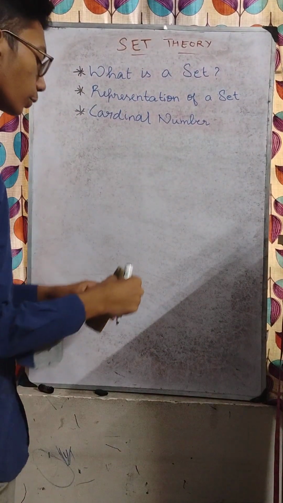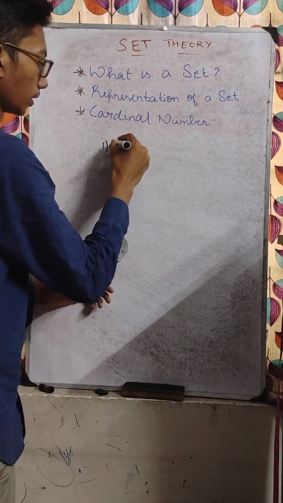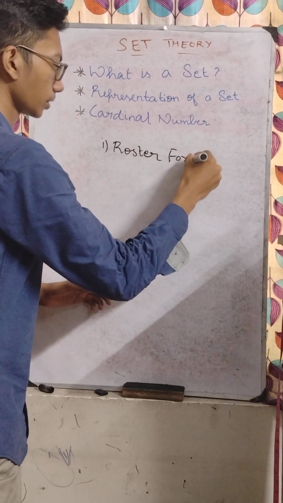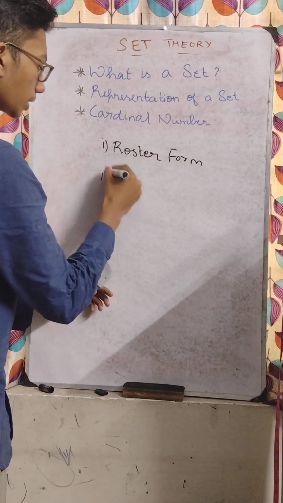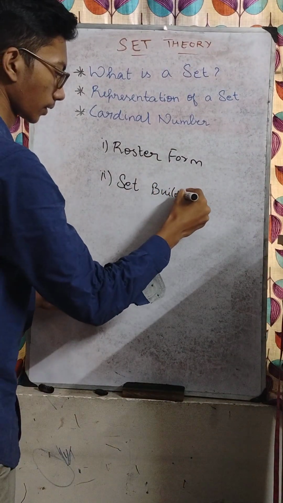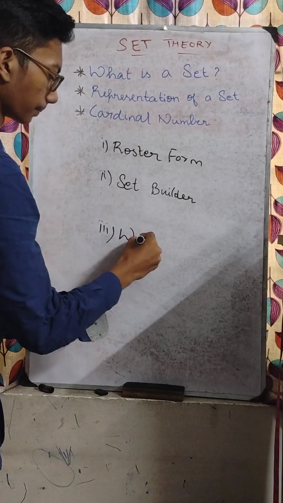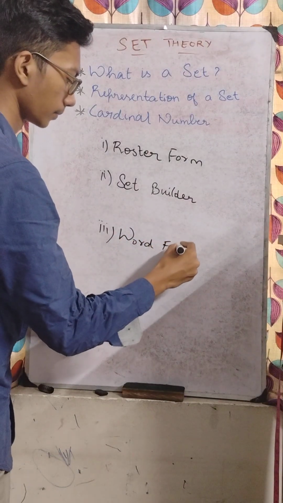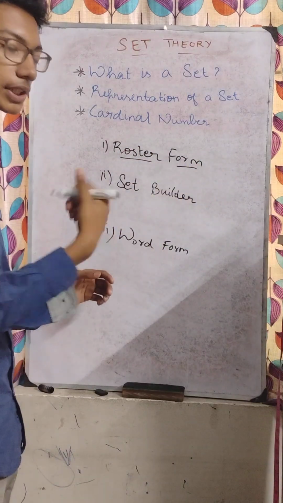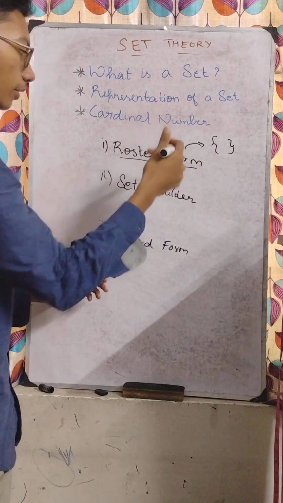Now there are different ways of representing a set. The first one is the roster form. This is the simplest form. The next one is the set builder form. And the third one is the word form. Now let's take a set. The roster form is what we have seen earlier, that is inside curly braces. So that's what the roster form is.